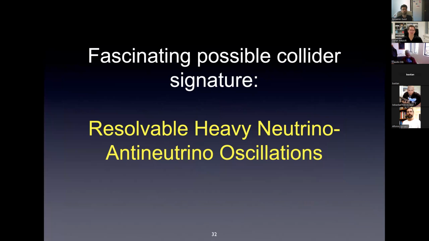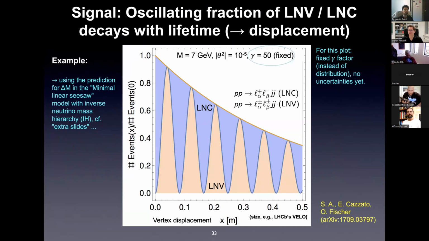Okay, so let us talk about collider signatures that you might hope to see also at the high luminosity LHC. And probably the most fascinating and most stunning signature would be if you could actually resolve these heavy neutrino-antineutrino oscillations. So you see really this modulated change of lepton number violation and lepton number conservation at the collider. And okay, how would such a signature look?